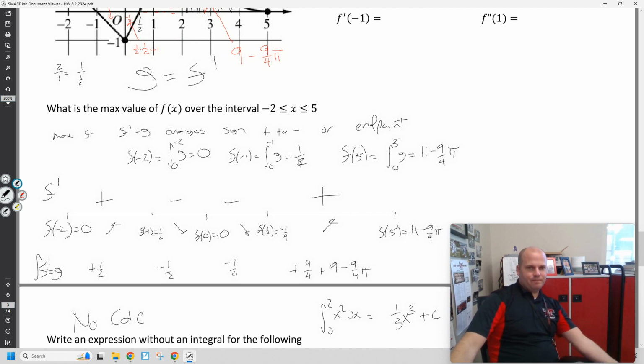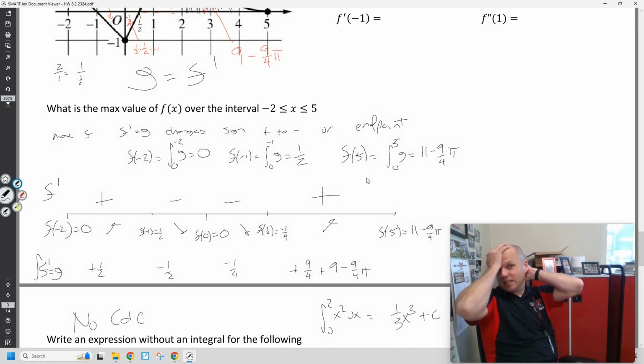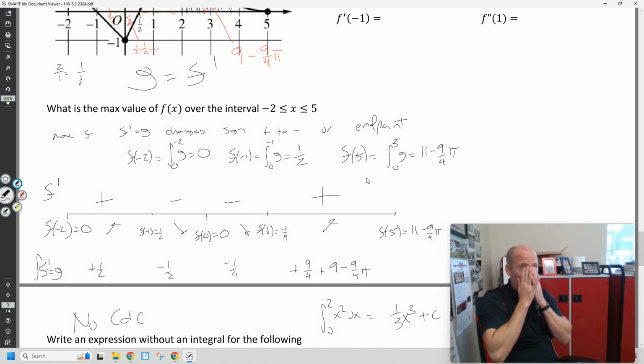What's bigger, a half or 11 minus 9/4 pi? I'm thinking about this, actually. Pi divided by 4 is like 3/4. 3/4 of 9 is less than 9. 11 minus something less than 9 is going to be something bigger than a half. That's your winner.